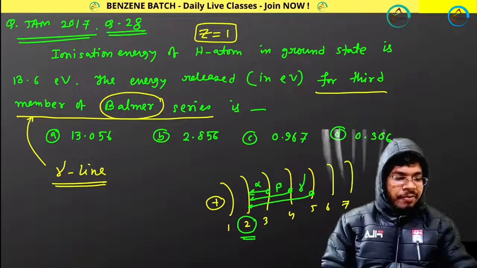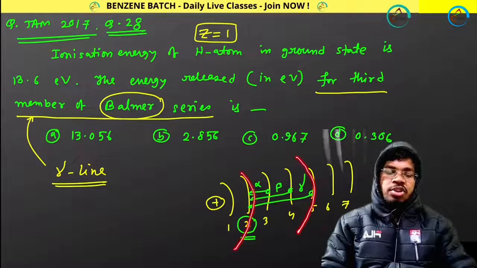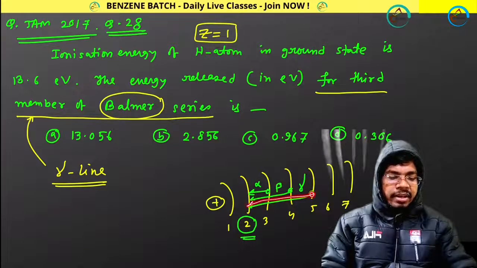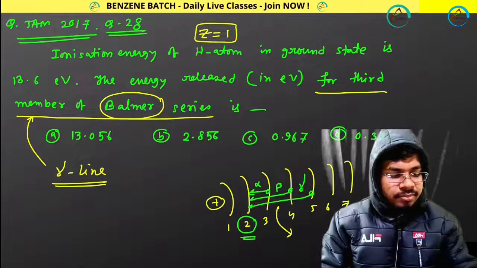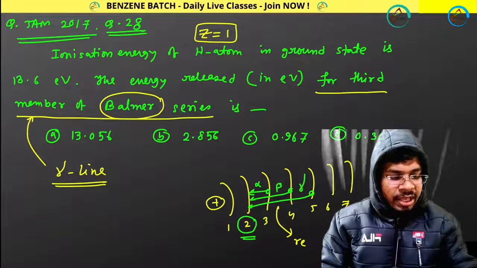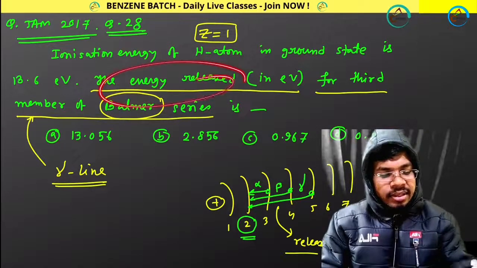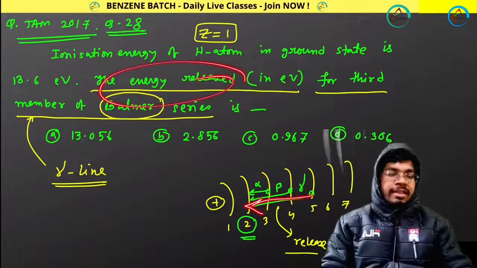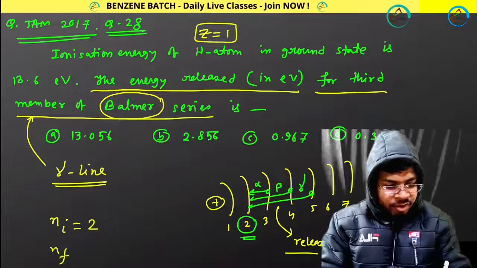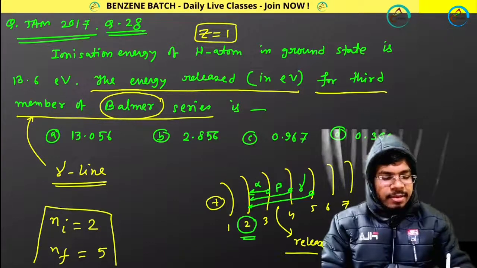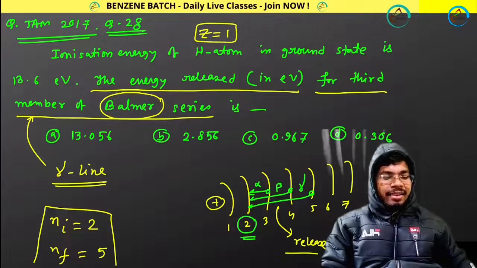So number 5 is the higher energy orbit, number 2 is the lower energy orbit. If the electron jumps from here to there, the electron will do what? The electron will release some amount of energy, and you have to calculate how much energy the electron is releasing during this transition. That means from here you are getting Ni equals 2 and Nf equals 5. It's quite simple. Okay. So how would you solve this?